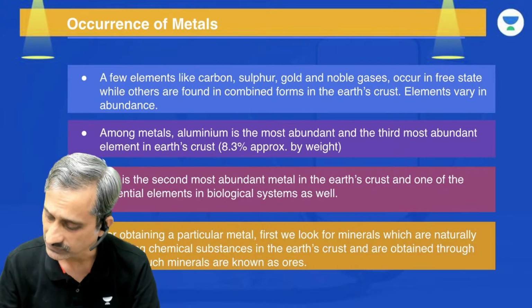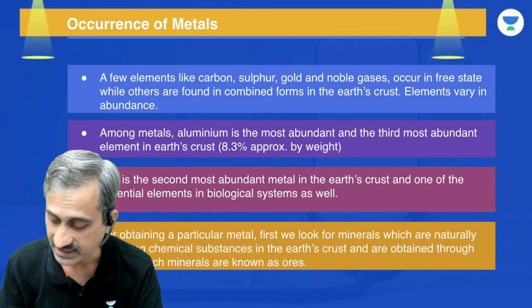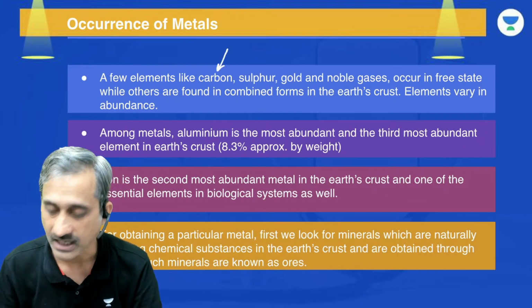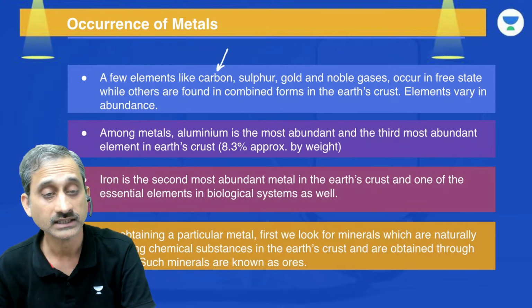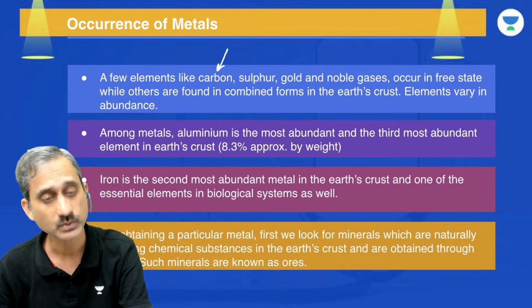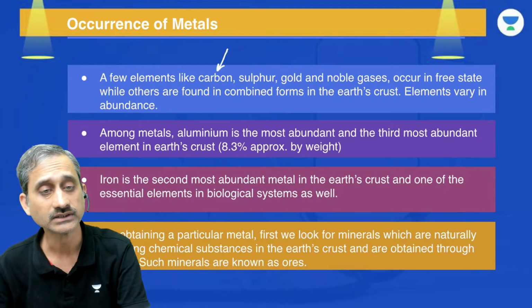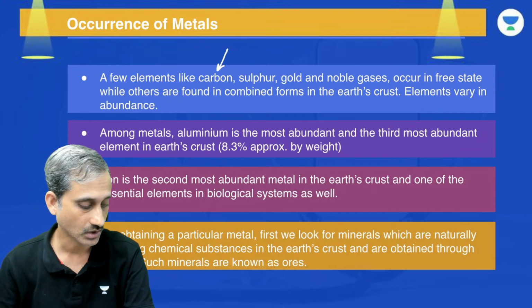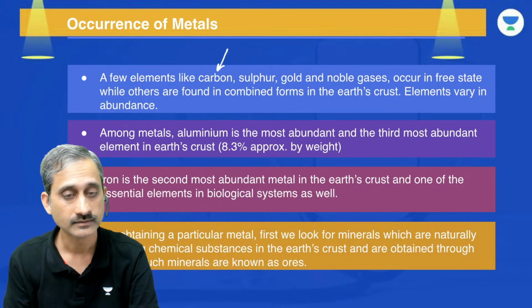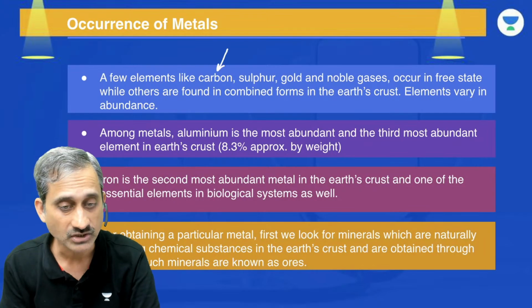Now, carbon, sulfur, gold, and noble gases occur in the free state. Why does carbon occur in the free state? Because of the existence of diamond and graphite, which are quite inert, and further the coal, which is formed because of biological functions.